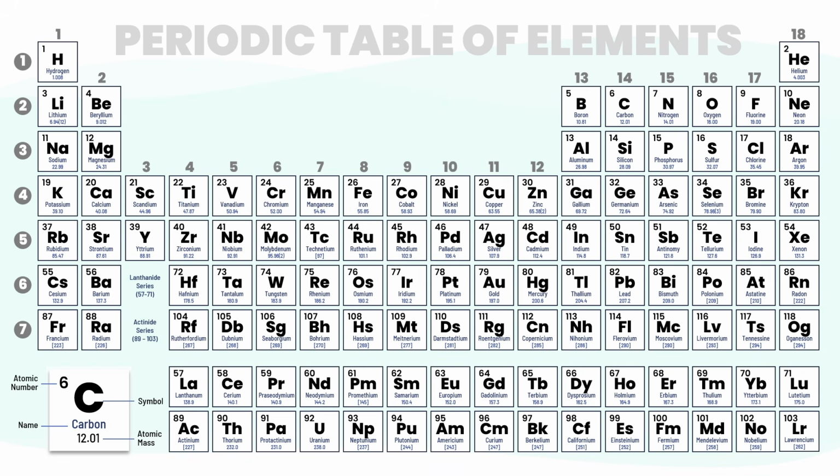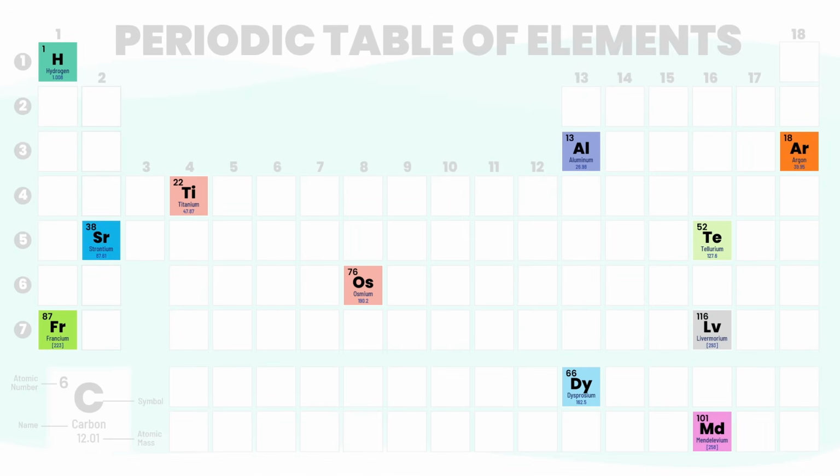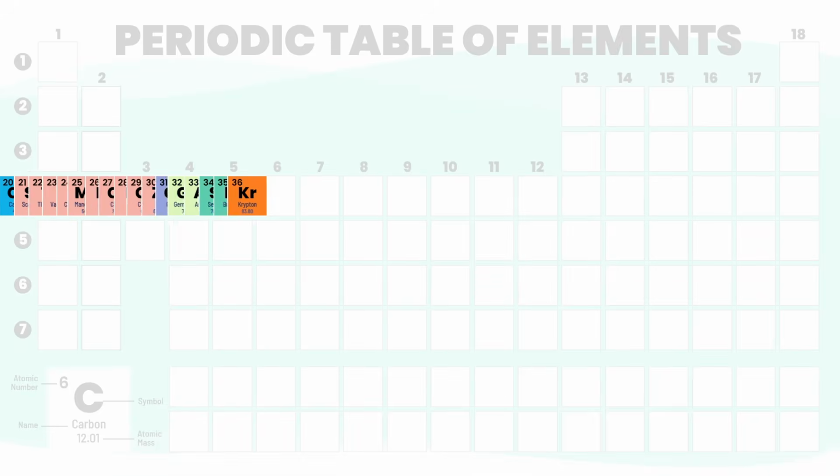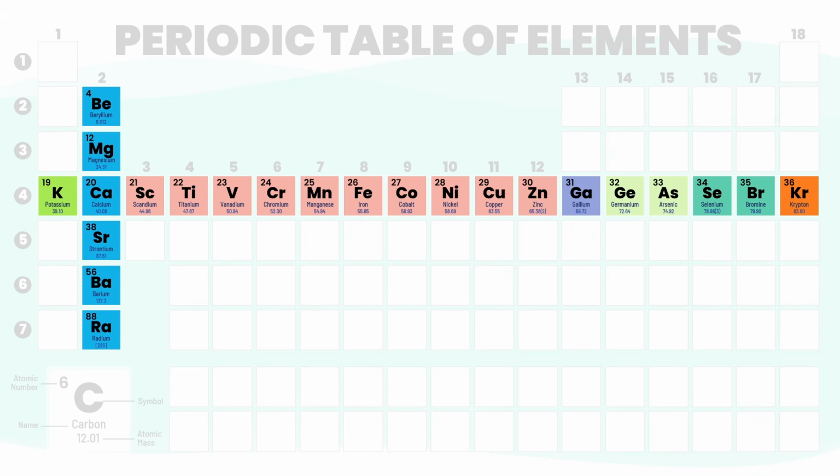You've seen the periodic table, but have you ever asked why it's arranged this way? Each tile represents an element, but this layout isn't random. It's a map of hidden patterns built around two key ideas, periods and groups. Let's break them down and see what your atoms are trying to tell you.